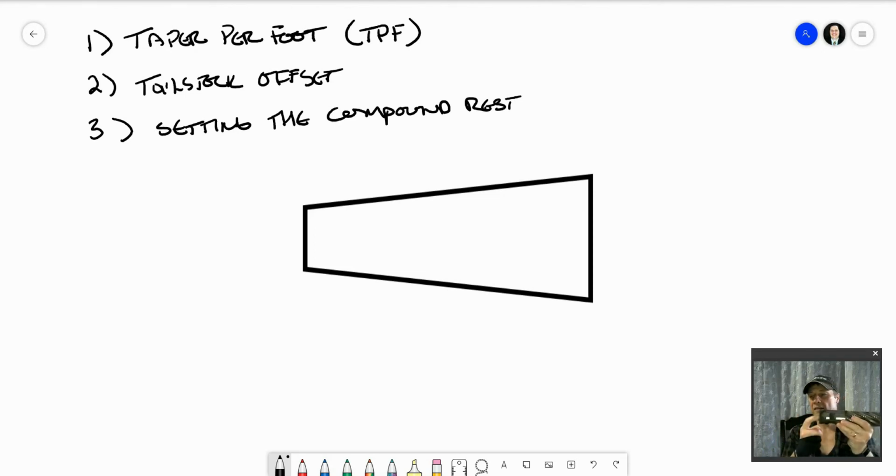And on this side, you would have your tailstock, right? So your part would essentially be sitting between centers on the lathe. So if that's the case, obviously you don't want to be grabbing this side and then push the tailstock away.